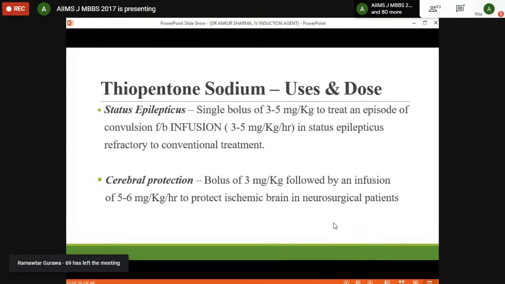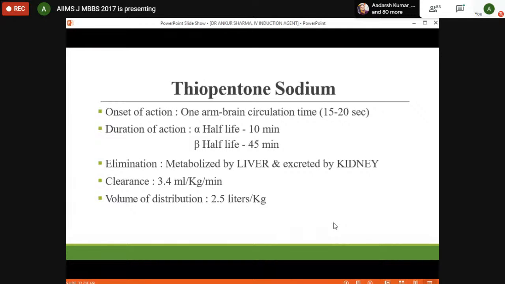The other use is for cerebral protection. A bolus of 3 mg per kg followed by infusion to protect the ischemic brain in neurosurgical patients. The onset of action is again 15 to 20 seconds. Alpha half-life is 10 minutes, beta half-life 45 minutes. Elimination is by the liver and excretion by the kidney. The clearance is 3.4 ml per kg per minute, and the volume of distribution is 2.5 liters per kg.